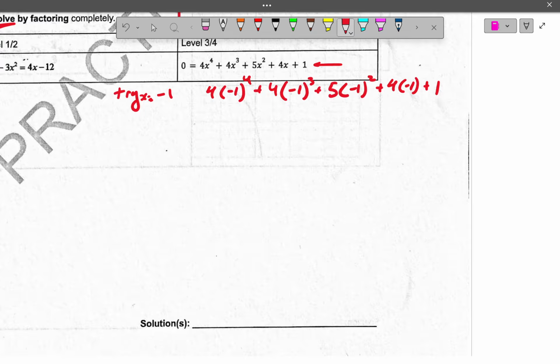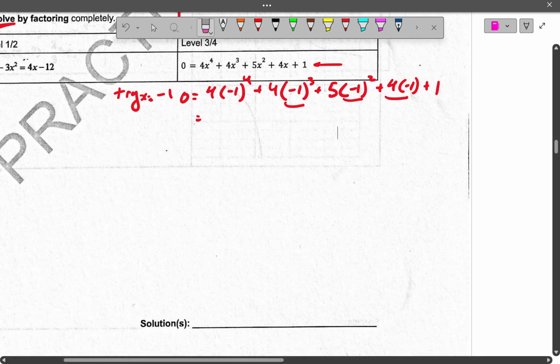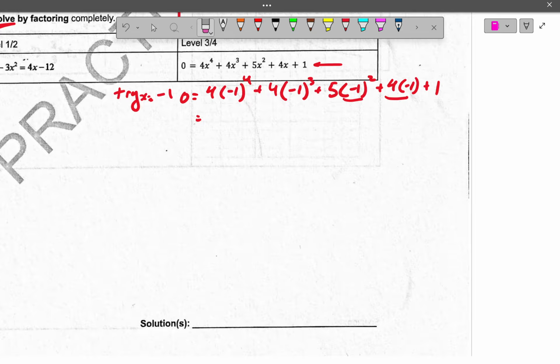So the first one we get 4. -1 to the 3rd power is going to make -1, so we need -4. -1 squared is going to be +1, so we get +5. Here is going to be -4 plus 1. So those cancel out, but this one doesn't quite cancel out. So we're close, but it didn't work. So I'm going to try -2.